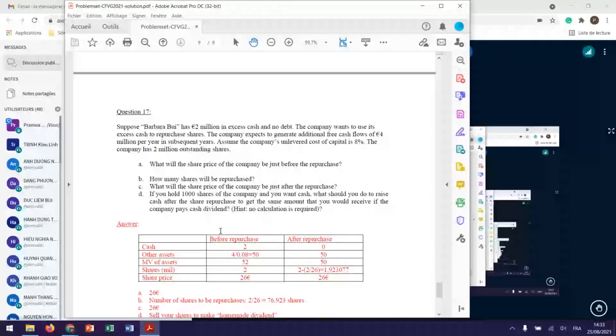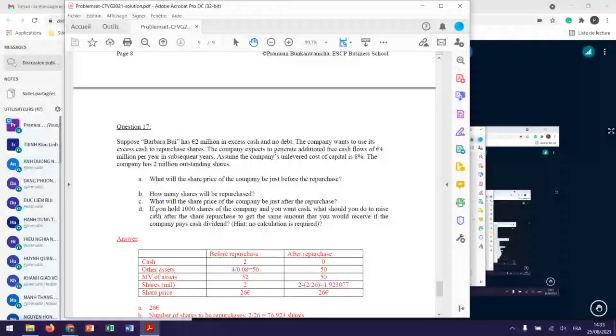So if you take the value of 50, you have 1.9230077 million shares remaining. You can get the share price of 26 euro, right? So the share price when you do a share repurchase should remain unchanged, and it's going to be 26 euro.